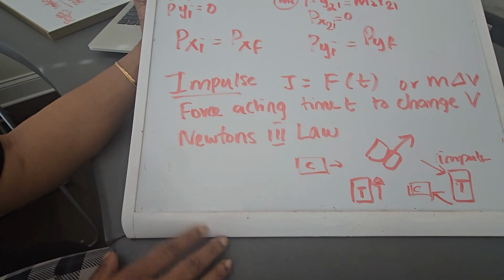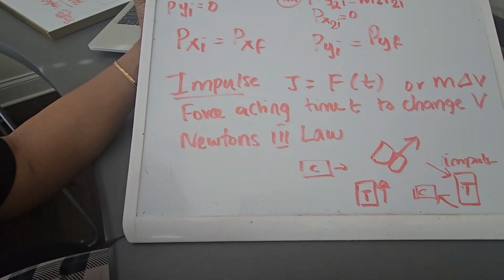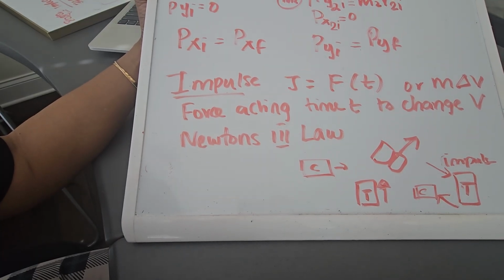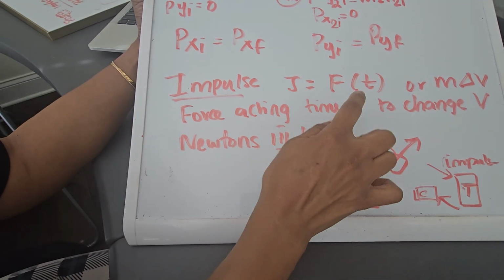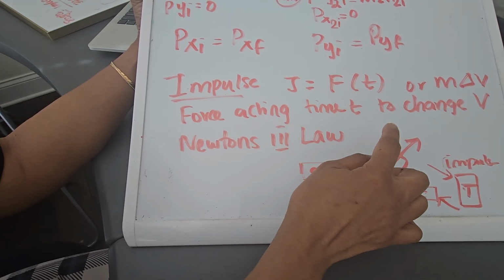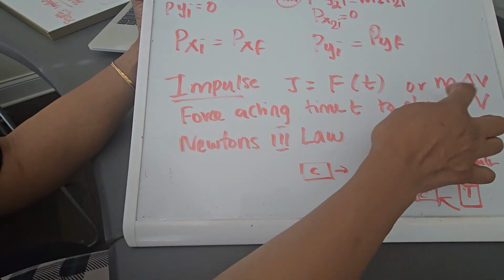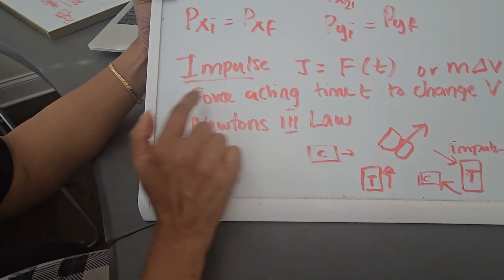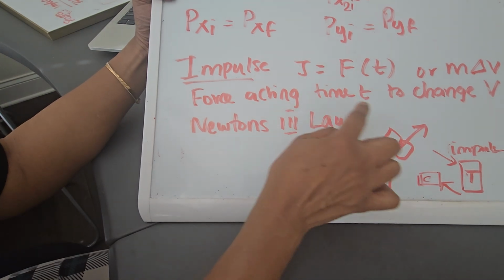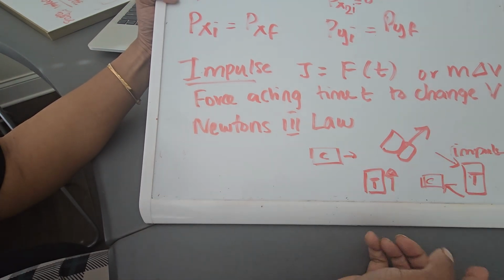Next, impulse. Impulse is basically the change in momentum, represented by the letter J, and it's given by force times time, or the other formula we use, m times delta V. So, definition-wise, a force acting for a certain time to change the velocity is your impulse.